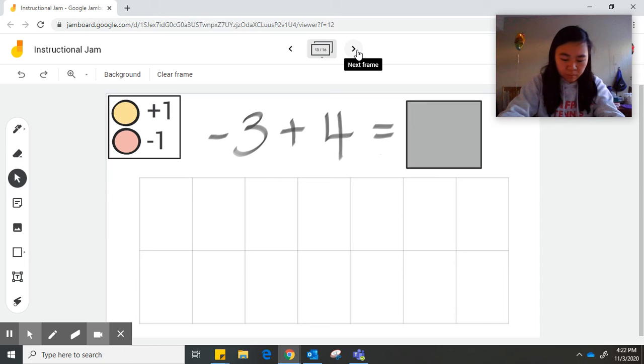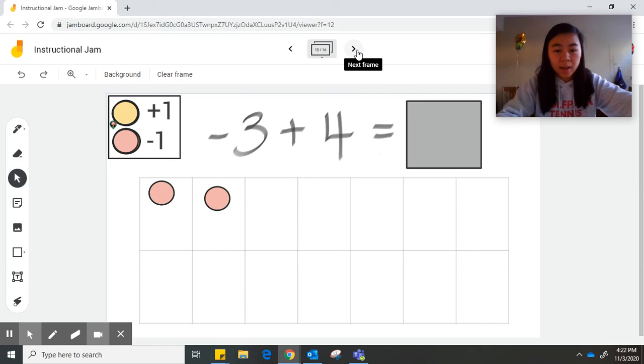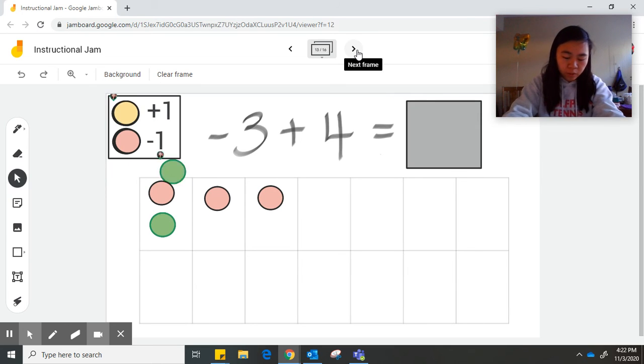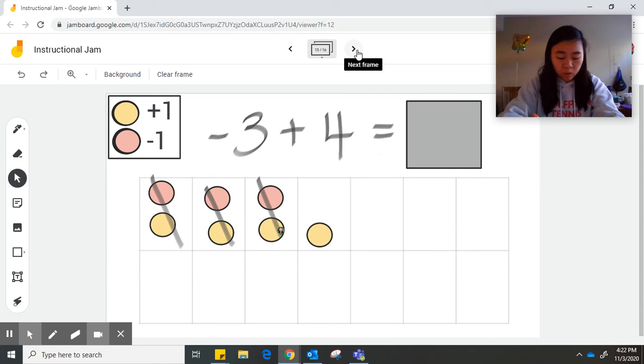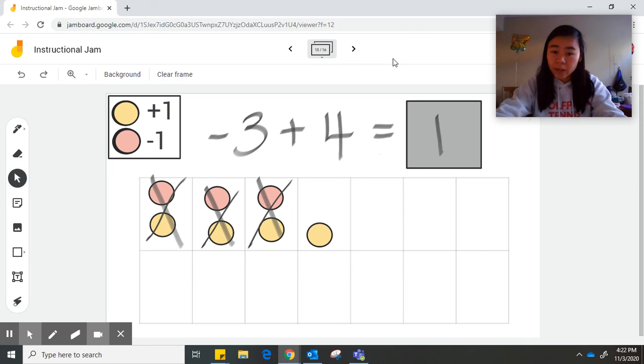Okay, same method. Model our first number first. -3, 1, 2, 3. Okay, and then we are adding +4. So let's go ahead and add 4 positive yellow counters. 3, 4. Can I make any 0 pairs? Well, it looks like I've got 1, 2, 3 0 pairs. I know each one of those equals 0, so I'm just going to cross those out. And what I have left over is my answer. I have a 1 positive counter left over. So my answer for -3 plus 4 is 1.